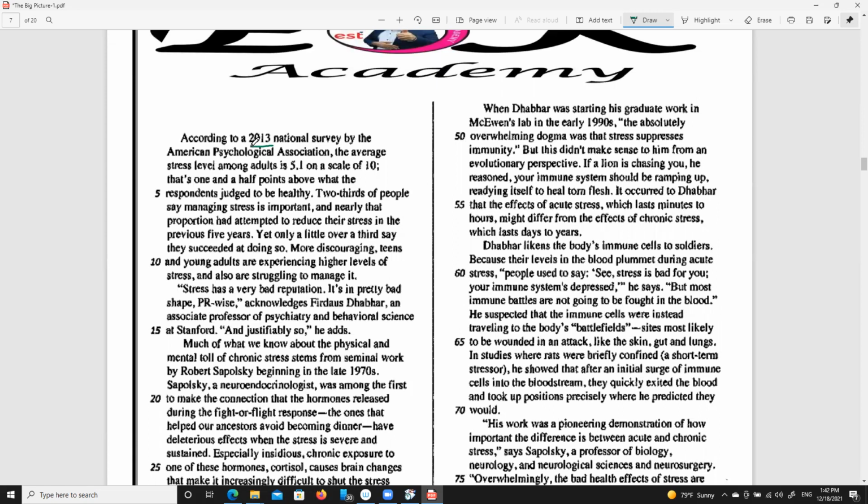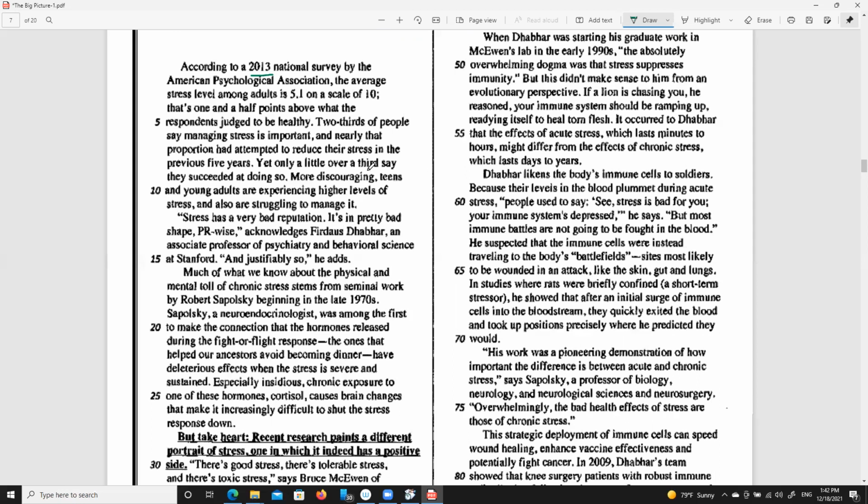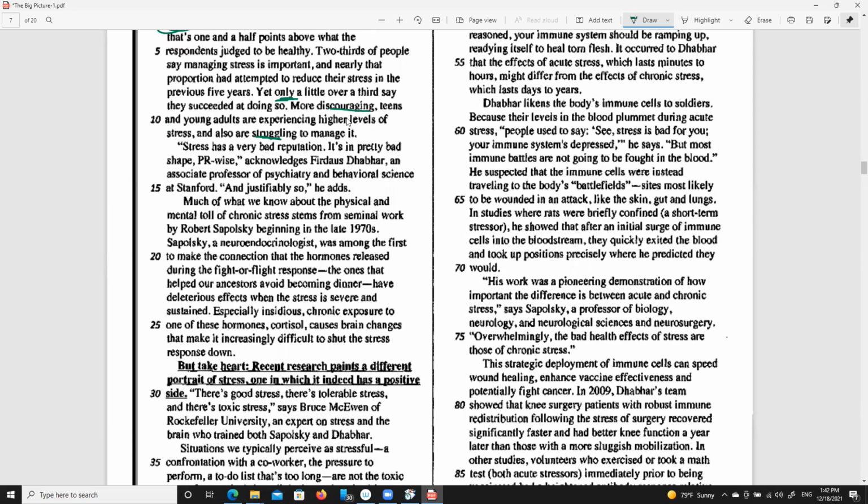Here I say, according to 2013. Okay, so I can paraphrase that it is not the position of the author. So I'm talking about the you only little over third say they succeeded doing that. So I'm talking about stress, more discouraging. Teens and young adults are experiencing higher levels of distress, also struggling to manage it. See, we will explain something called the tone. So is it positive or negative tone here, guys, when I see struggle? See, when I say discouraging, so this is something negative about stress. Stress has very bad reputation. Still, I'm talking about stress in a bad, negative way. It's really bad. See, it's in really bad shape.